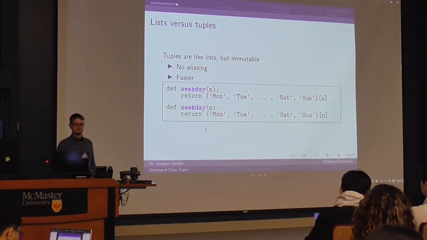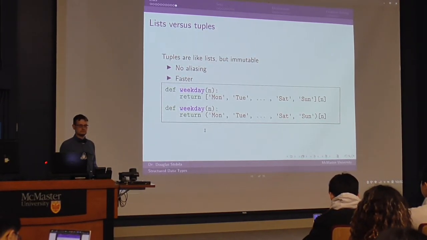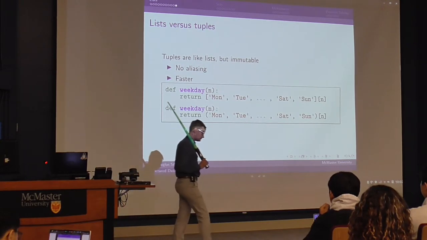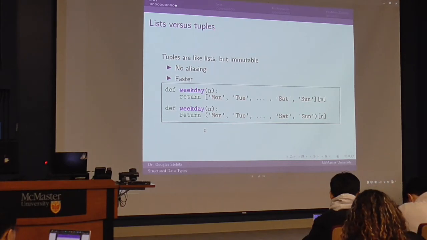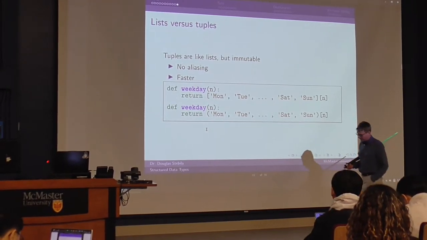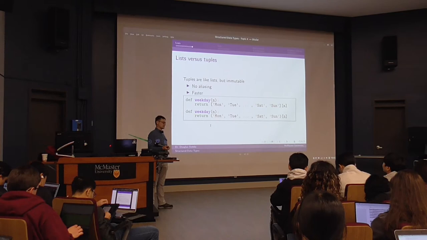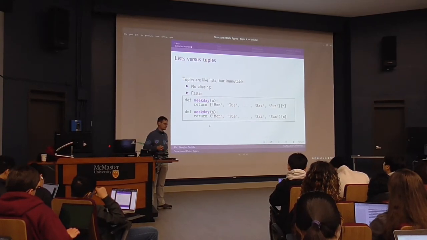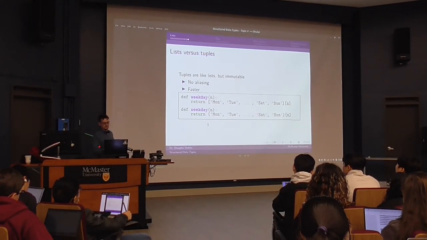So tuples are like lists, but immutable. So no aliasing and faster. Why are they faster? Because a tuple cannot be modified. The amount of memory that it takes up is fixed at its creation. It does not require any fancy tricks to be able to expand itself over time. So essentially, you're dealing with the difference between an array and a linked list. But you'll get there eventually. I'm not expecting you to be able to do that yet.